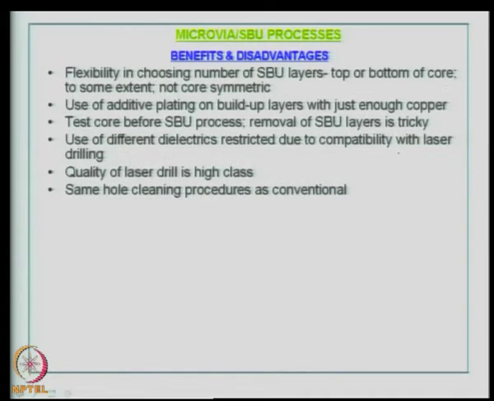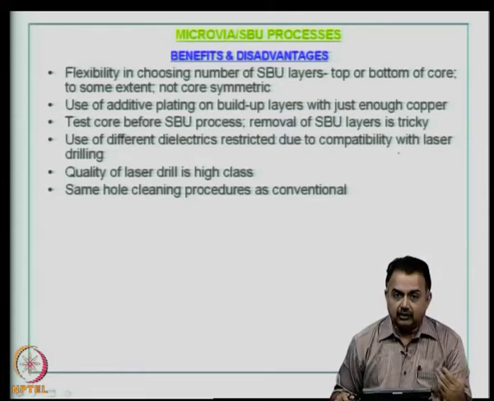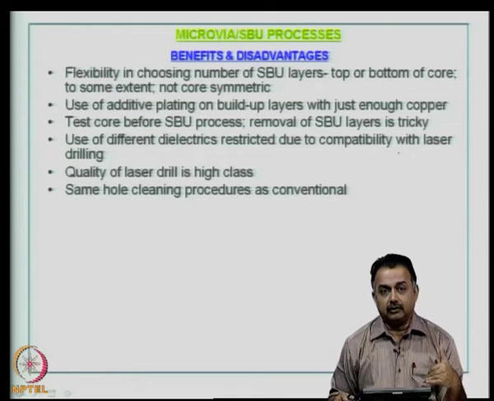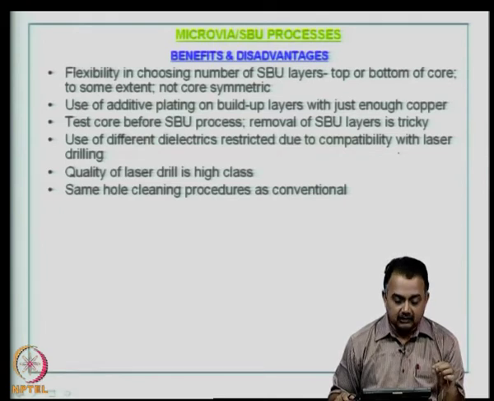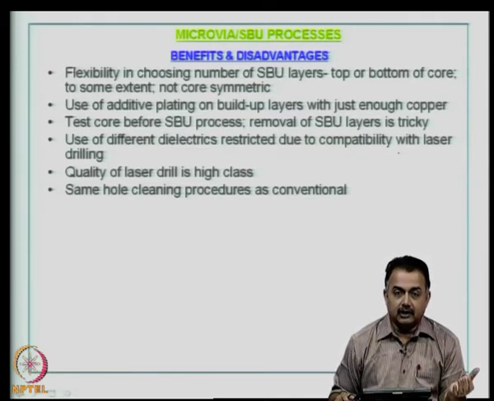Now, the benefits and disadvantages continue. We will discuss some more points. Now, in the case of a microvia SBU process, we have flexibility in choosing number of SBU layers, either at the top or at the bottom of the core to some extent. This is not core symmetric. Compare this particular statement with the conventional multilayer boards.